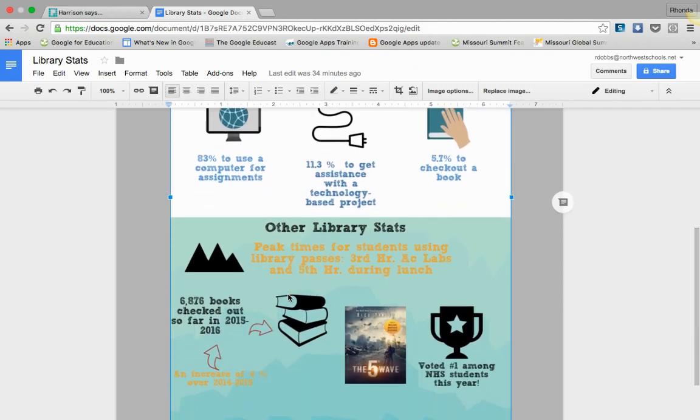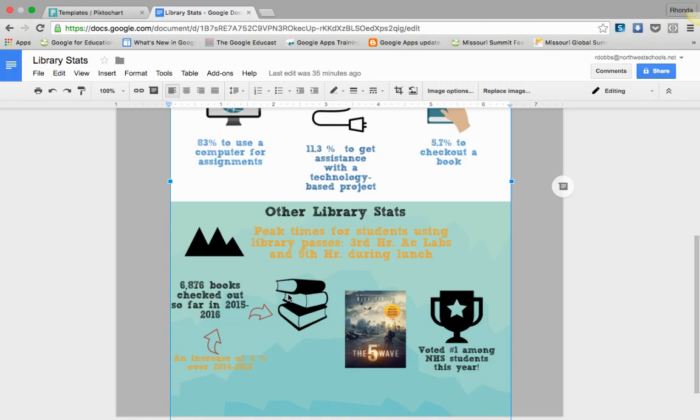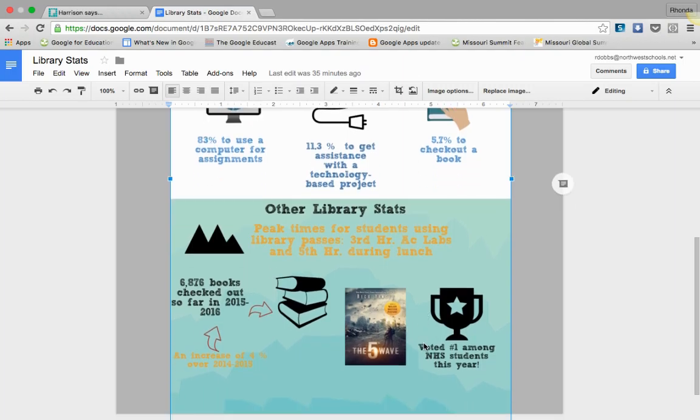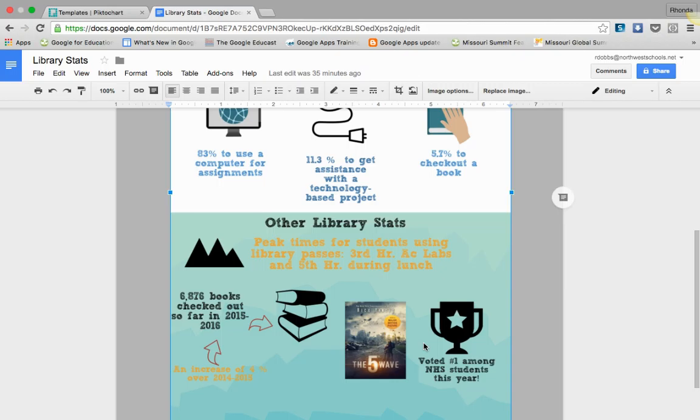Another way that I've collected data is through my Destiny Quest online catalog system. I ran reports that showed me this is the number of books checked out so far this year as of last week, and that is already a 4% increase over last year. Also, the same library system gave me a report that showed that's the #1 book, most checked out book this school year. And if you know anything about young adult literature, you're probably not surprised. I bet your school's high school's looking at the same book as #1 this year.